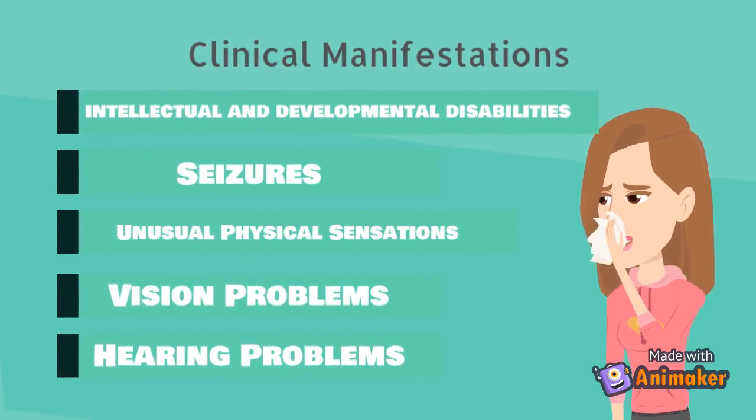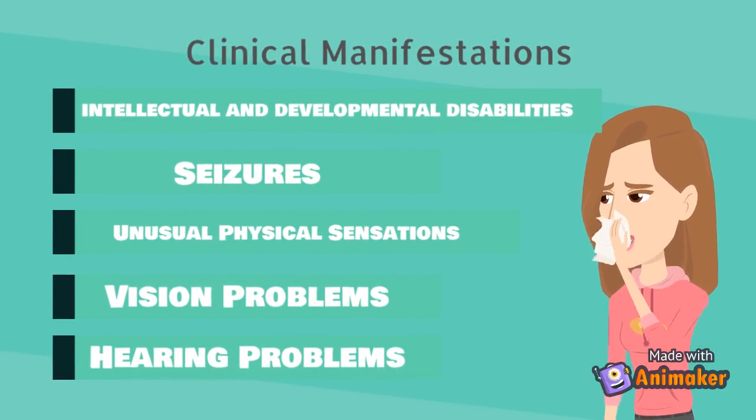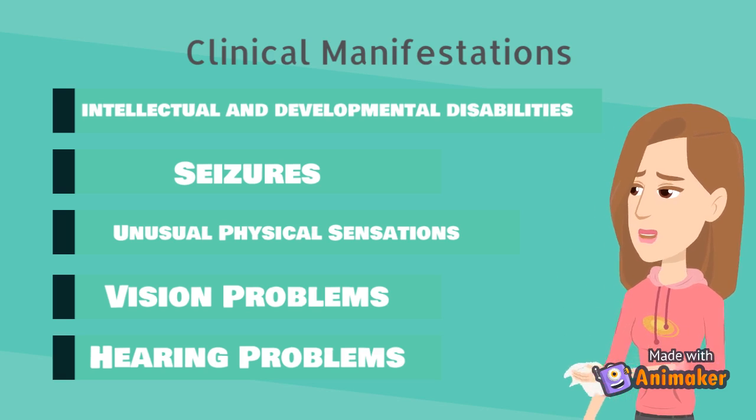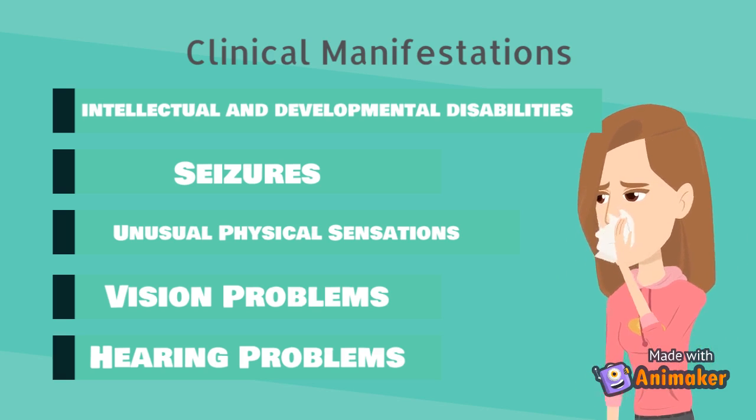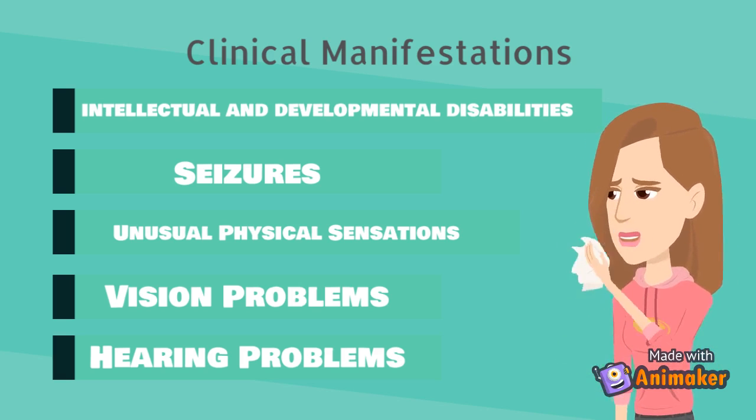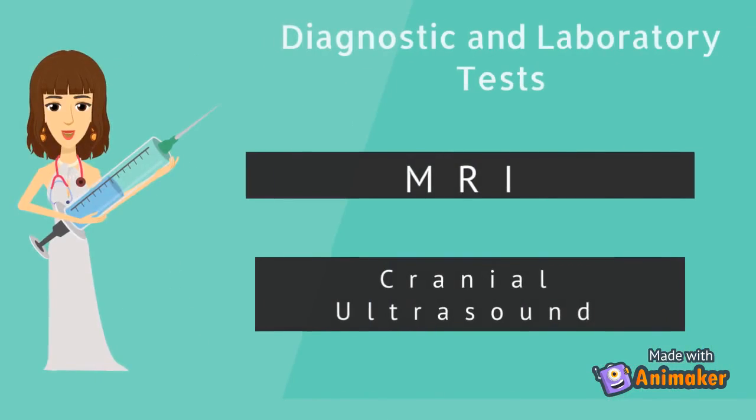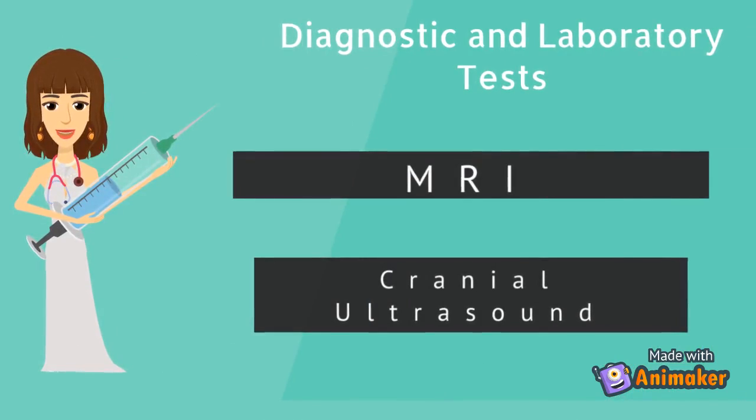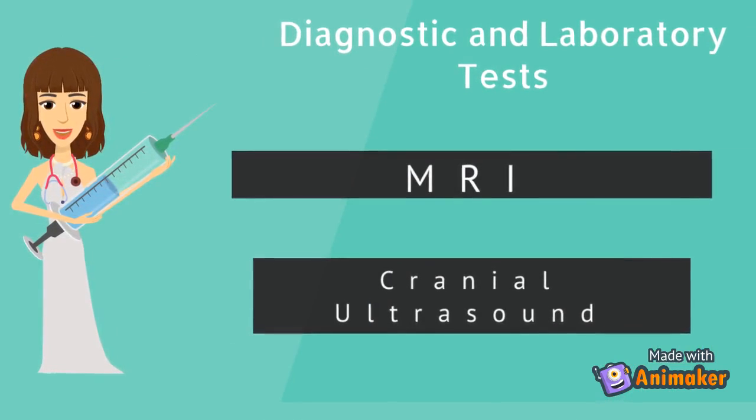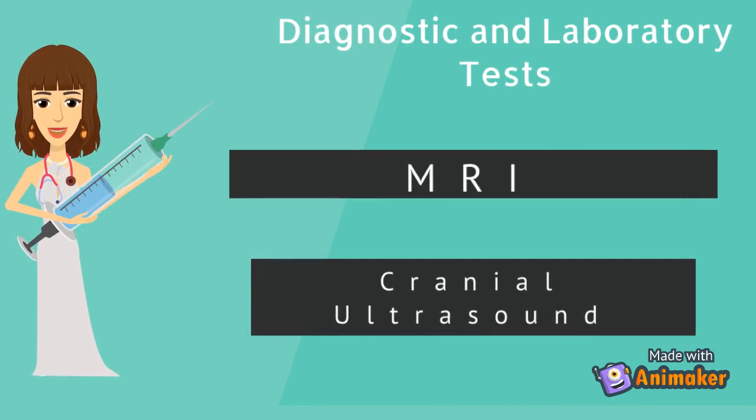Besides muscle movement symptoms, we can also see intellectual and developmental disabilities, seizures, feeling unusual physical sensations, vision problems, and hearing problems as signs and symptoms for cerebral palsy in children. Diagnostic and laboratory tests. For the MRI, it uses radio waves and a magnetic field to produce detailed 3D or cross-sectional images of your child's brain.